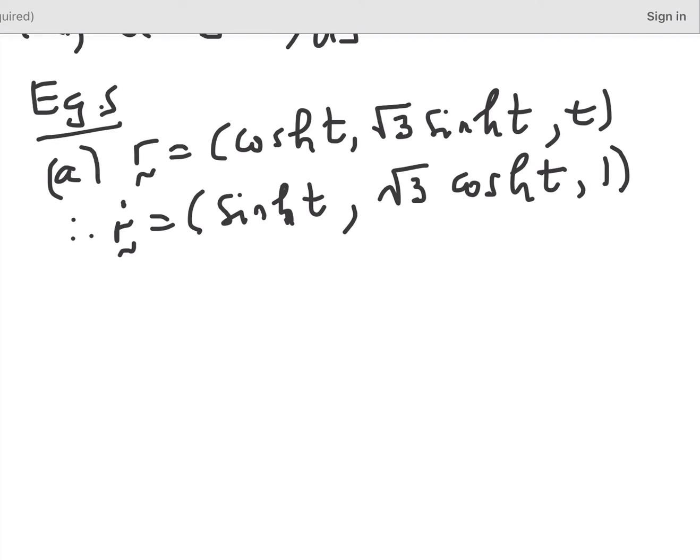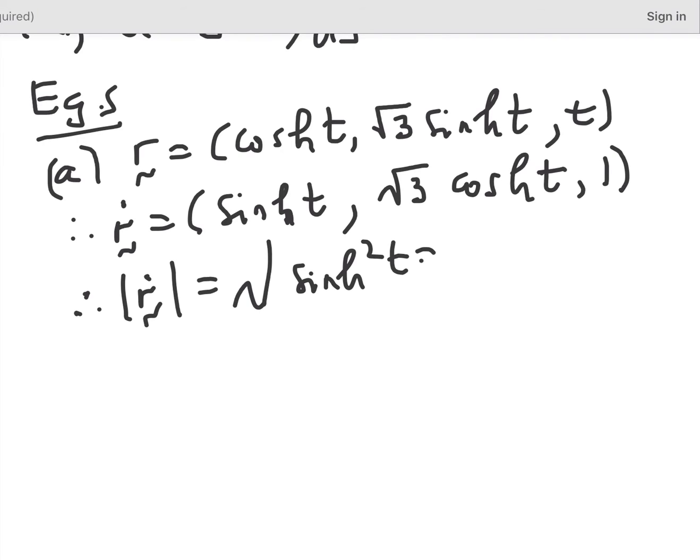If you divide this vector by its magnitude, we get the unit tangent vector, vector u. So from here, first of all, the magnitude of the vector r dot would be the square root of hyperbolic sine squared plus root 3 squared hyperbolic cos squared plus 1. So we've got hyperbolic sine squared plus 3 times hyperbolic cos squared plus 1. So let us erase this.